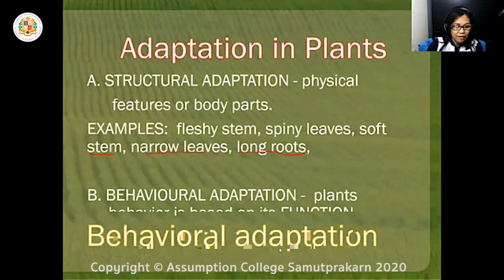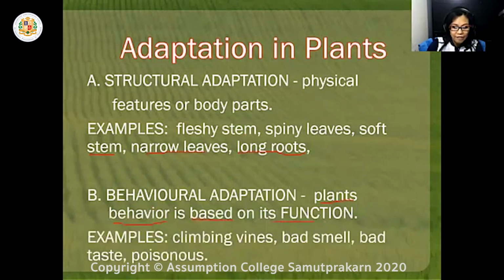habitat. Let's go to number two, the behavioral adaptation. So these are the plant's behavior. Okay, this behavior is based on its functions. Like for example, the vines of the plants can climb. We call it climbing vines.